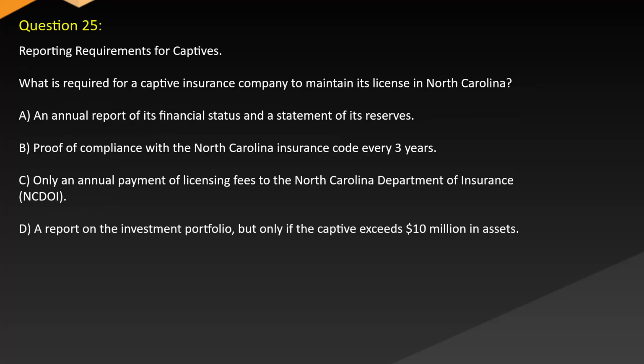Question 25. Reporting requirements for captives. What is required for a captive insurance company to maintain its license in North Carolina? A. An annual report of its financial status and a statement of its reserves. B. Proof of compliance with the North Carolina Insurance Code every 3 years. C. Only an annual payment of licensing fees to the North Carolina Department of Insurance, NCDOI. D. A report on the investment portfolio, but only if the captive exceeds $10 million in assets.